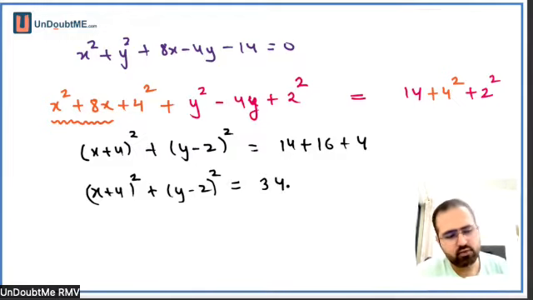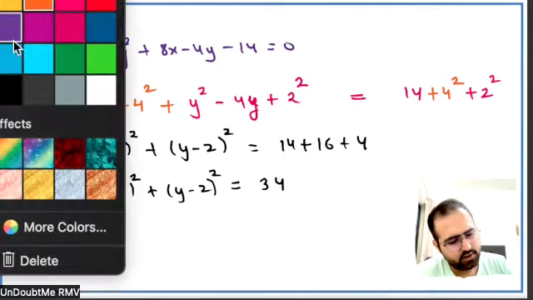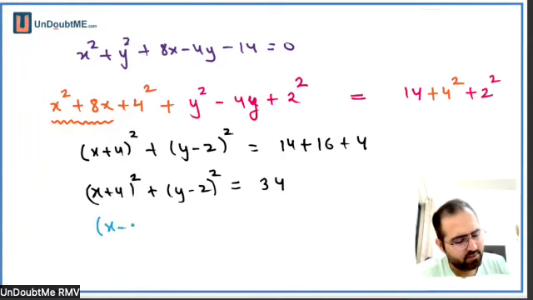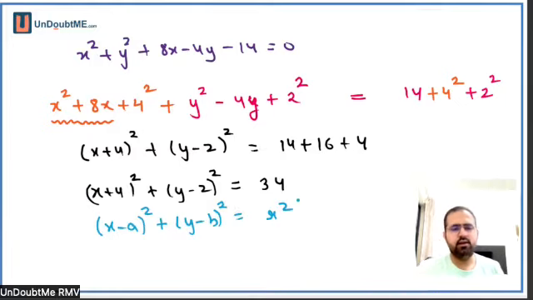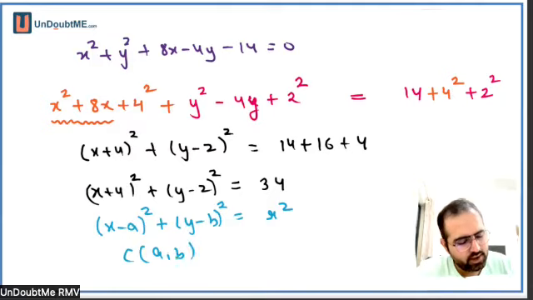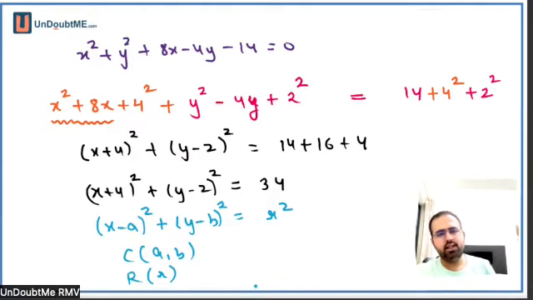Try to compare this with x minus a whole square plus y minus b whole square is equal to r square. For this equation, center is a comma b and radius is r. Compare it and get the values of coordinates of center and radius.